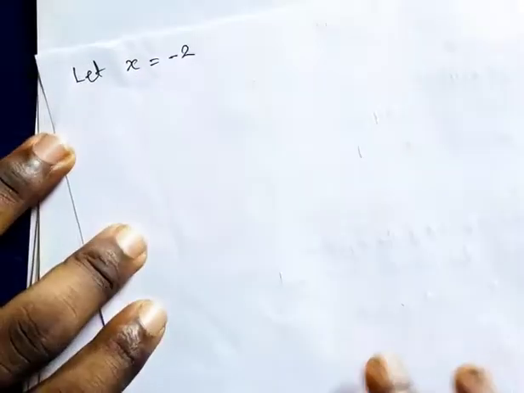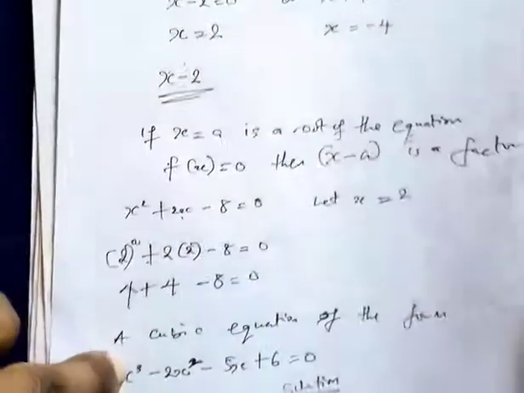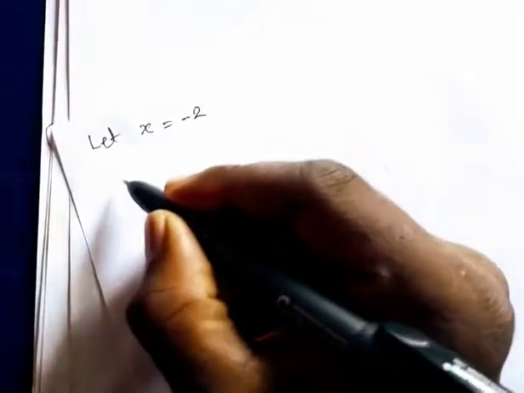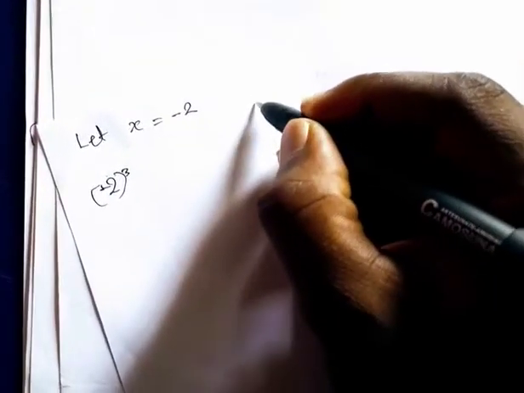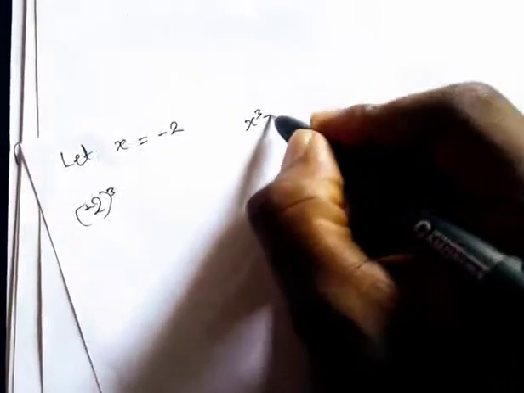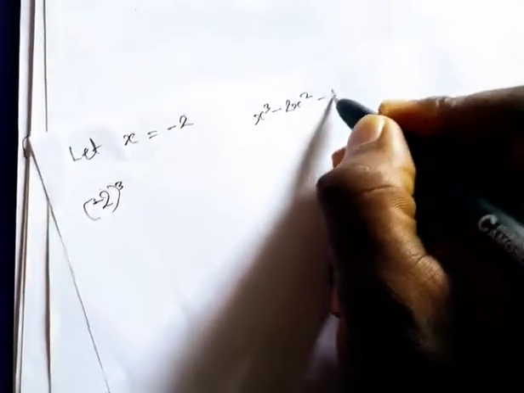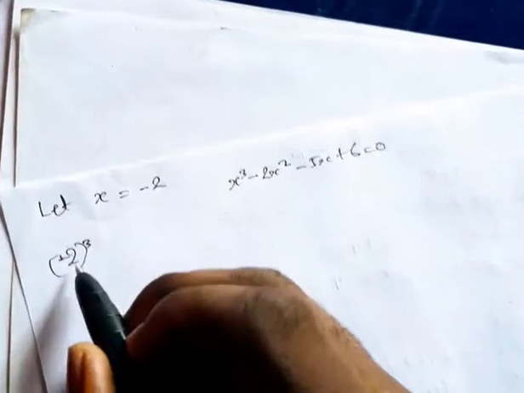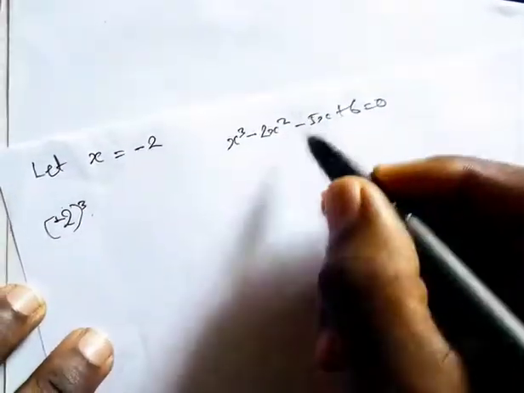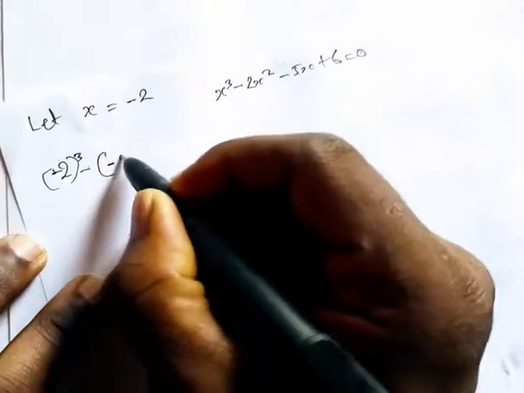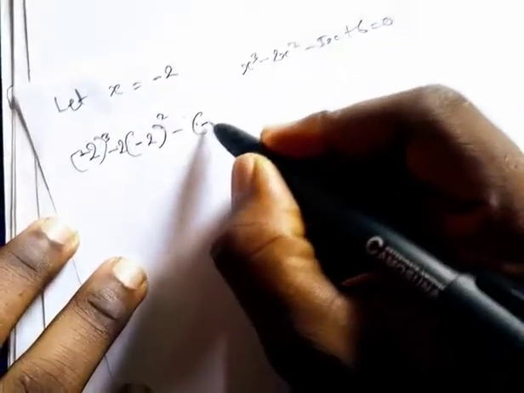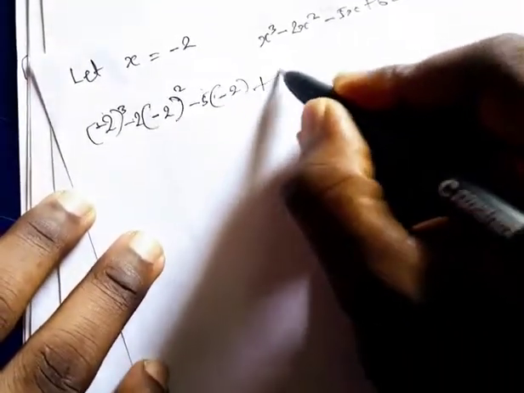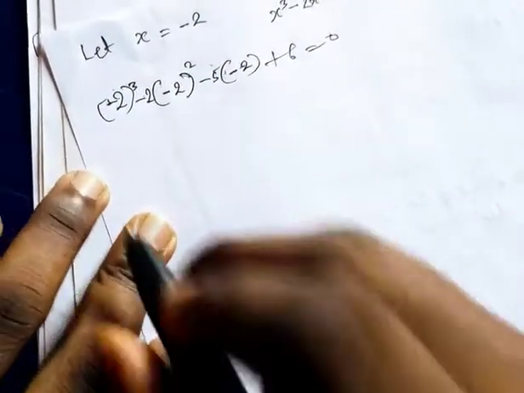So we can say that negative 2 cubed from the equation. Let me write out the equation here: x cubed minus 2x squared minus 5x plus 6 equal to 0. So negative 2 cubed minus 2 all squared minus 2, 5 plus 6. Let's see if this is equal to 0.